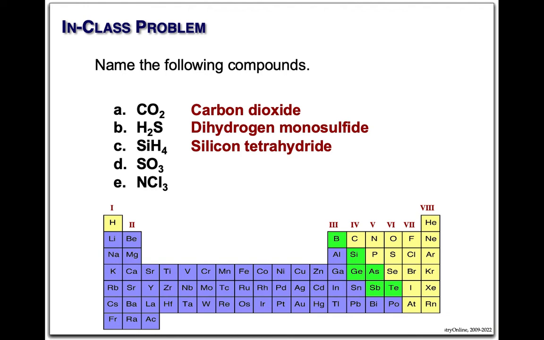Sulfur, 3 oxygens. 3 is a tri. Sulfur trioxide. 1 nitrogen, no mono. Nitrogen, 3 chlorines, trichloride. Any questions on these? Then let's do another set, and I'll hush.